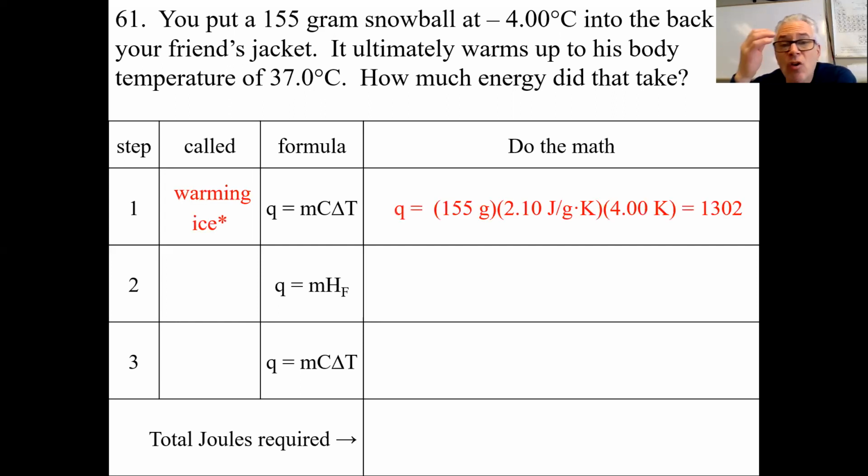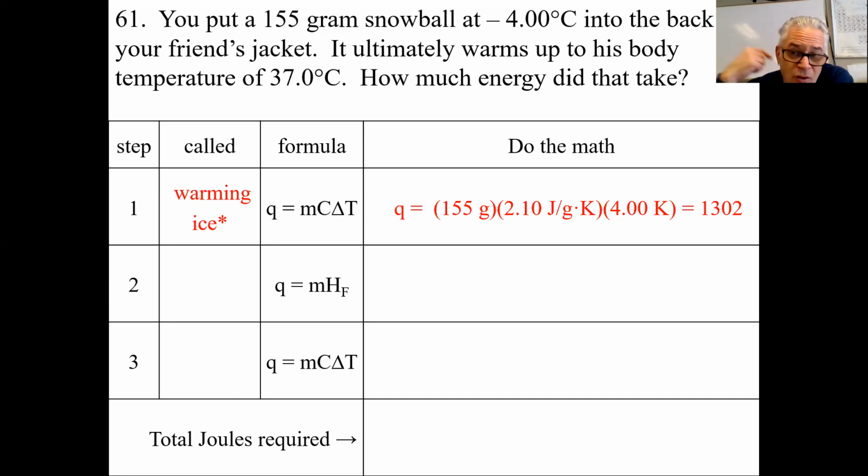Now, when I start it like this, it's 155 grams, Q equals MC delta T. Ice has a different specific heat capacity constant. See that little asterisk where it says warming ice? That means, hey, pay attention. It's not liquid water, so it's not 4.18. It's actually 2.10. You couldn't possibly know that, but I gave that to you in the first slide and told you to pay attention. It was coming. Here it is. Now, what is the change in temperature? It goes from -4 up to 0, so 4 degrees centigrade or 4 Kelvin, and we'll keep the significant figures.